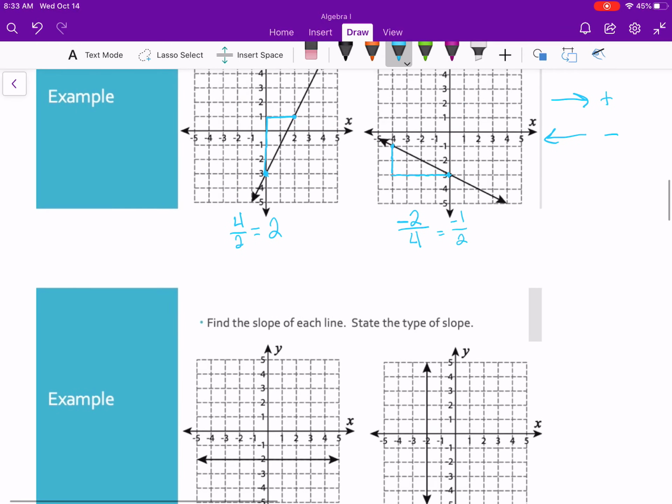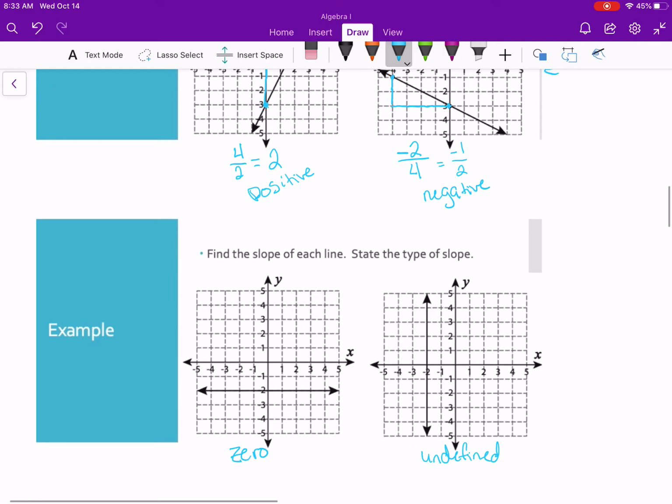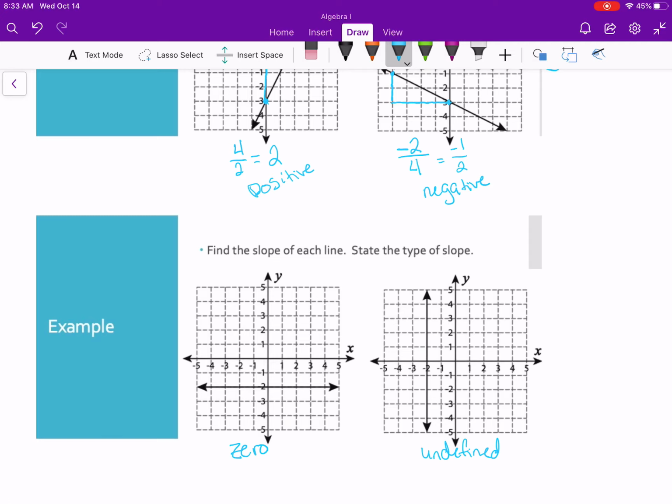So notice out of the 4 examples we did, we had an example here of positive because it's going up from left to right and the slope number is positive. We have negative here because it's going down from left to right. We had a 0 and we had an undefined.